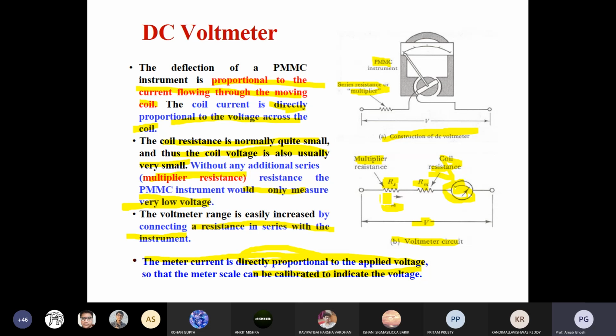Okay, that means whatever voltage you are increasing over there, there should not be any deflection beyond the range. There is some range, and beyond that range it should not go. Otherwise, your instrument will be damaged. Okay, that's the study.